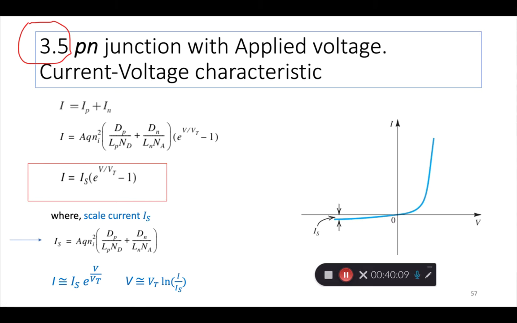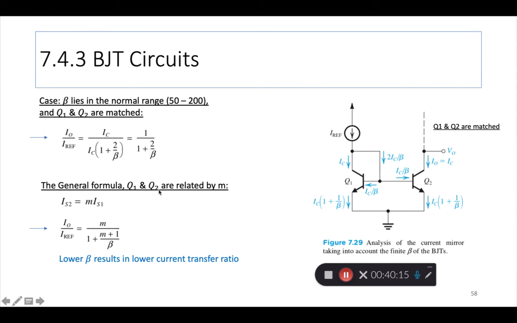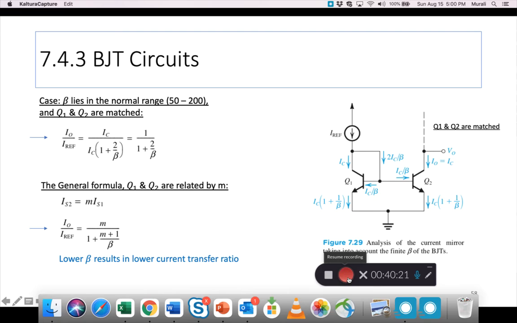Instead of this nice easy formula, right, IO by I reference is this, it now becomes a little more complicated. So we say 1 by, yeah, so this is the formula to use if betas are known. And if the beta is in this range and Q1 and Q2 are matched, then it's 1 by 1 plus 2 by beta.